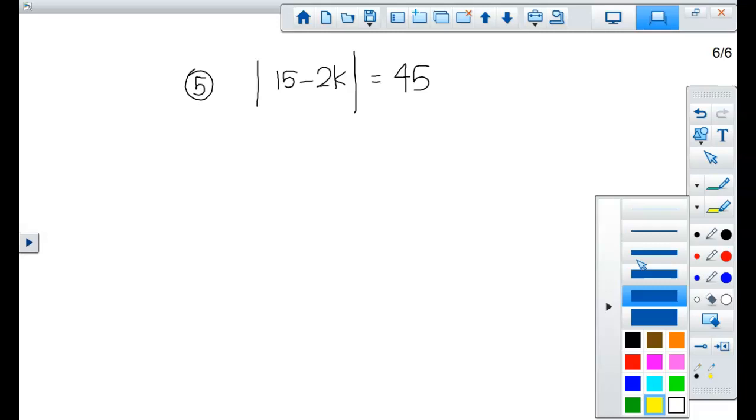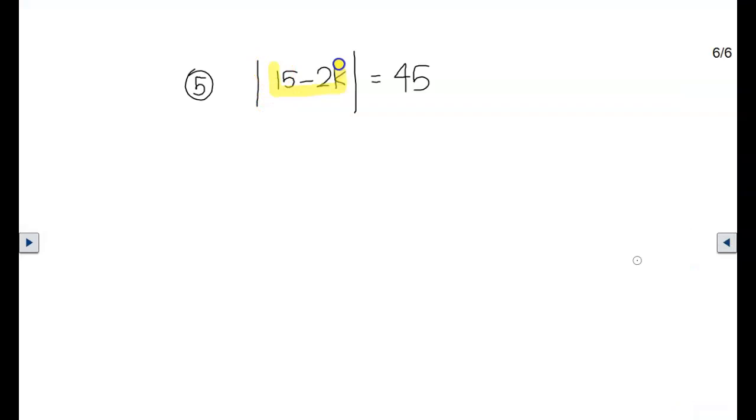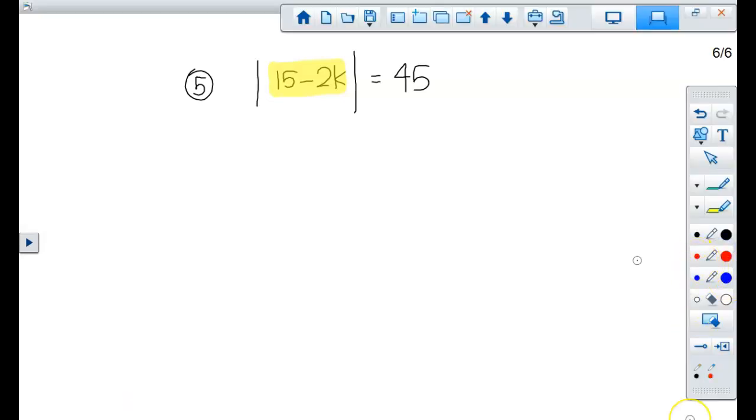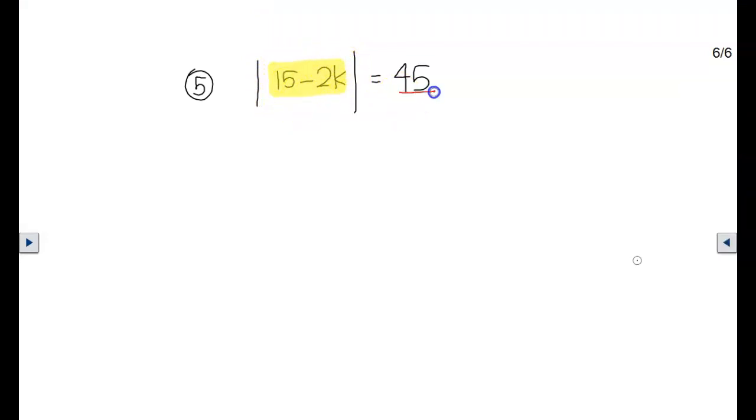All right, on this problem, what are we taking the absolute value of? We are taking the absolute value of 15 minus 2k. Do we know how far 15 minus 2k is from 0? And the answer is yes, because the absolute value of 15 minus 2k is 45. So 15 minus 2k is 45 spaces from 0.